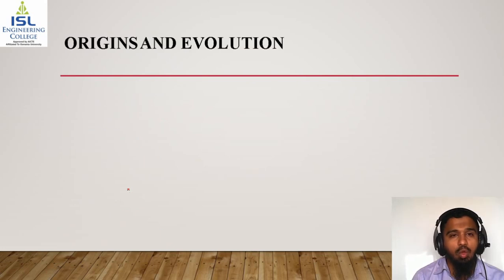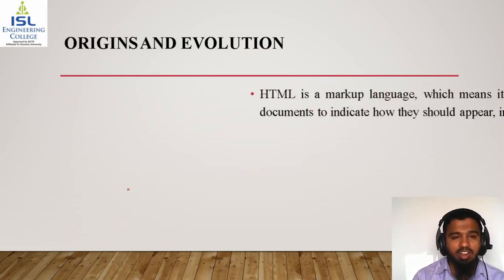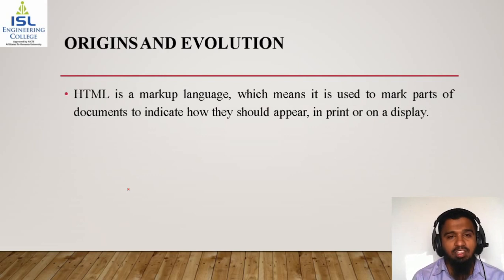So the first thing is origin and evolution, from where it started. The first point is what HTML stands for. HTML is Hypertext Markup Language. This is a markup language, which means it is used to mark parts of a document to indicate how they should appear in print or on a display. In simple words, a markup language is used to display or print on the page, to specify how the document or page should be displayed on the screen.